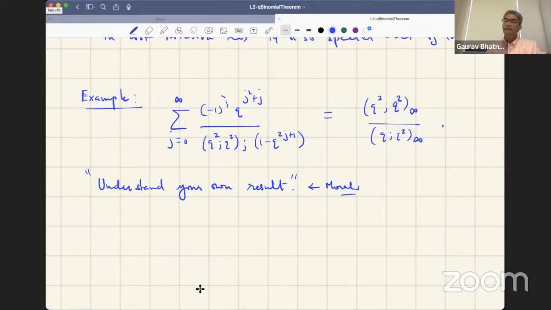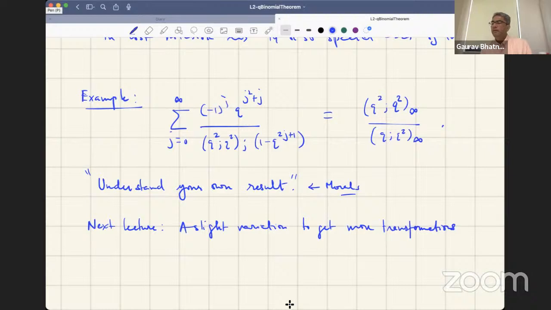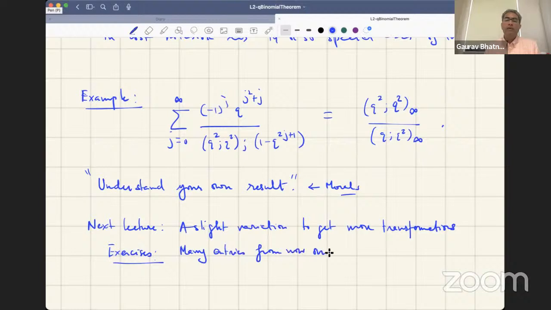And the next lecture will be on a slight variation of Heine's method to get more transformations. And then we will look at maybe some infinite product theory, so that we understand how to take limits. But the next lecture will be maybe in 2 weeks or 3 weeks, on some slight variation and exercises. I will take a bit of time to make the exercises, but there'll be around 20 such things. From now on, each technique should give many things. Okay, thank you very much.